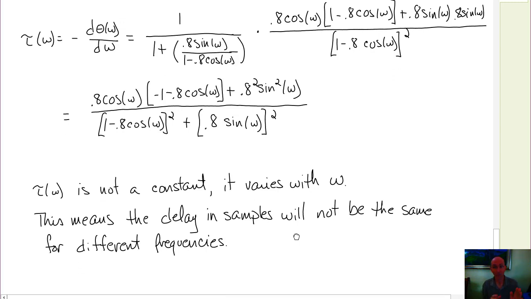Again, for some frequencies, the delay might be 5 samples. For other frequencies, it might be 10 samples, and so forth.